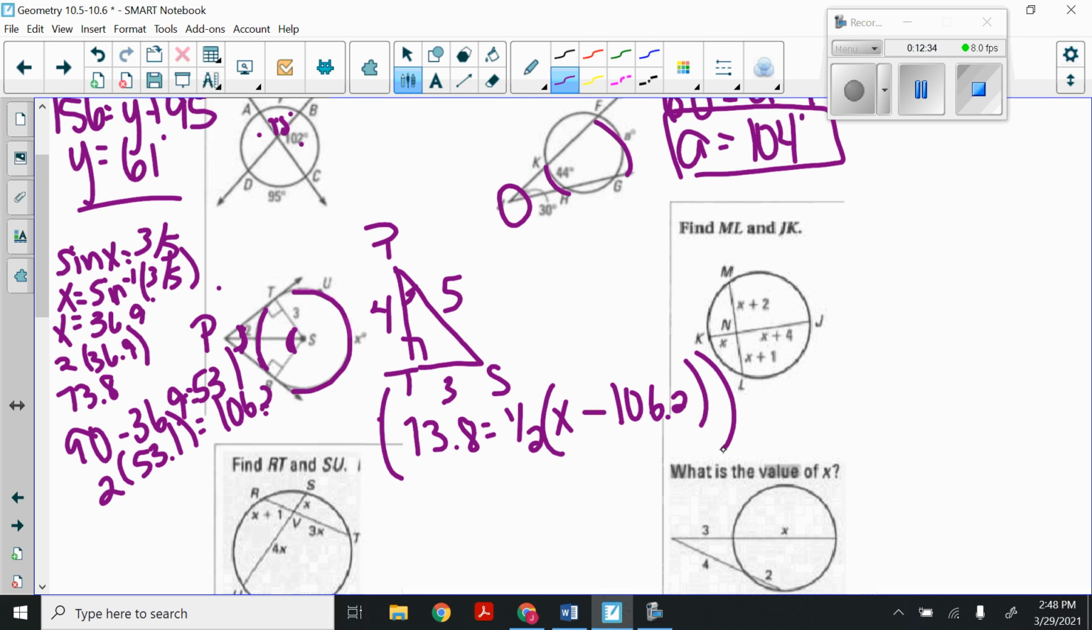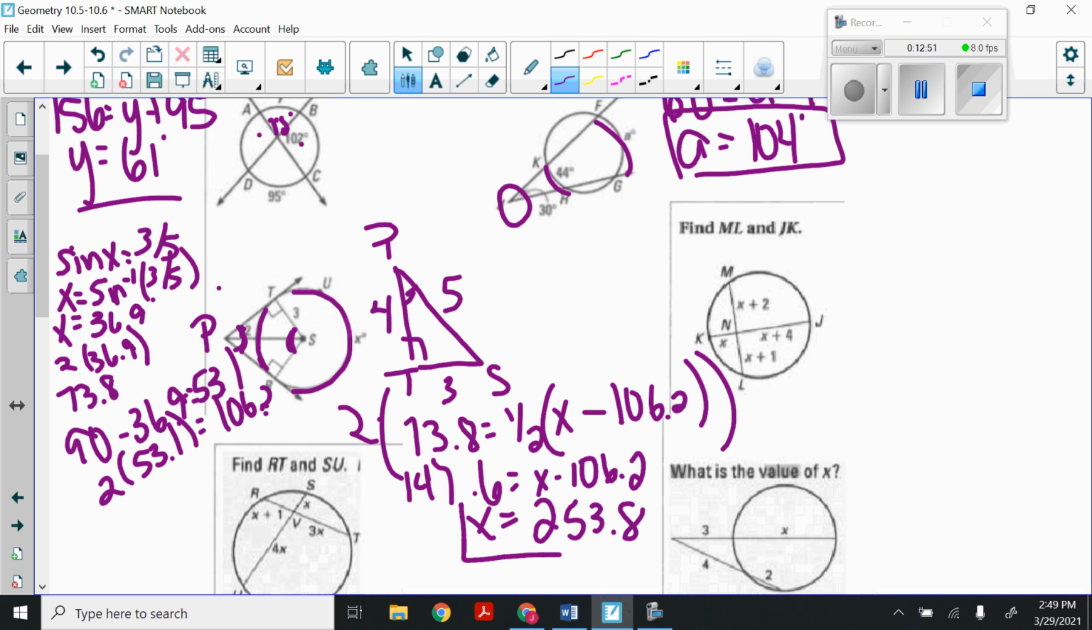Multiply everything by 2. So then I have 147.6 equals X minus 106.2. So X is equal to 253.8. So this problem uses lots and lots of our previous stuff. SOHCAHTOA, inverse sine, central angles, all of that fun stuff.